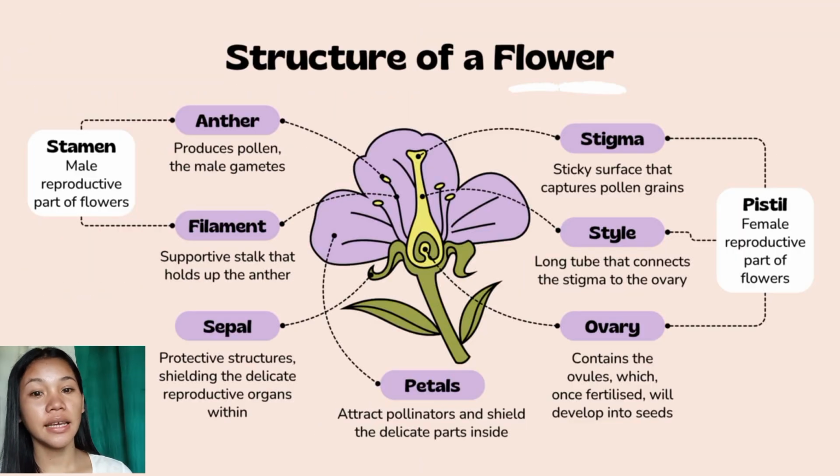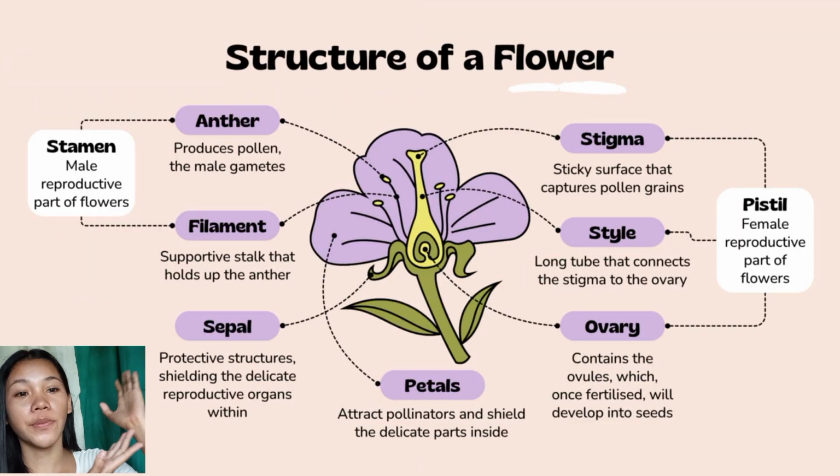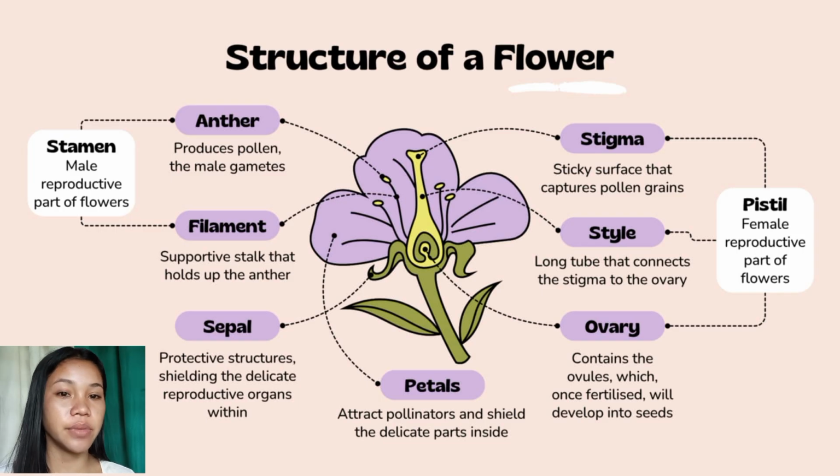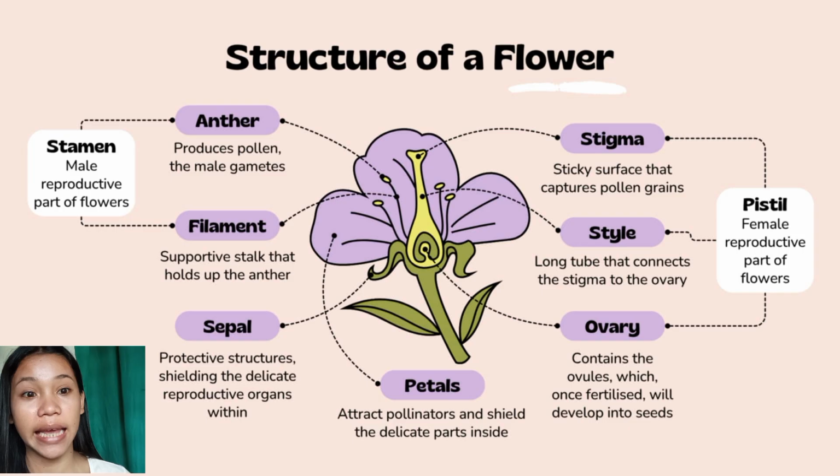As you can see, this is the structure of a flower. First, we have the anther. The anther produces pollen, the male gametes. Next we have the filament, the supportive stalk that holds up the anther. And next we have the sepal. The sepals are protective structures shielding the delicate reproductive organs within.